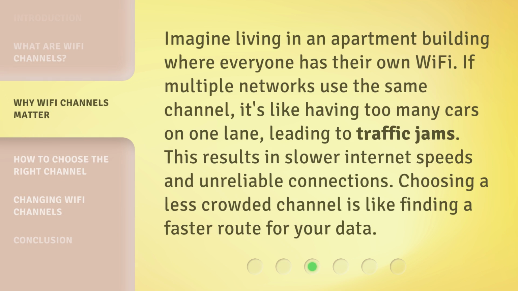Imagine living in an apartment building where everyone has their own Wi-Fi. If multiple networks use the same channel, it's like having too many cars on one lane, leading to traffic jams. This results in slower internet speeds and unreliable connections. Choosing a less crowded channel is like finding a faster route for your data.